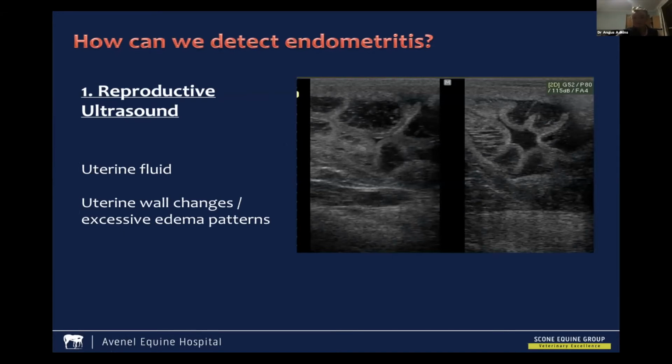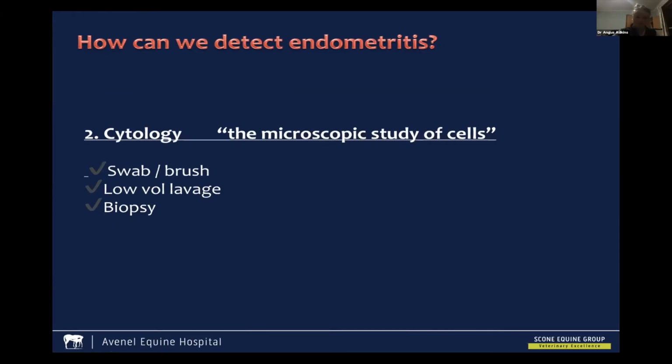Fortunately, in most cases, it's readily detectable on reproductive ultrasound examinations, combined also with routine swabbing techniques. So generally speaking, we're talking about mares that have fluid and/or uterine wall changes or excessive edema patterns. And that can be both when they're in season or in the interovulatory period. Sometimes mares will have very pronounced fluid production post-mating, but other times this can be much more subtle. And in some cases of endometritis, there won't be anything untoward to see at all.